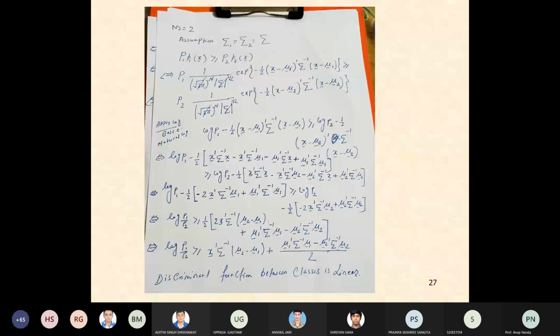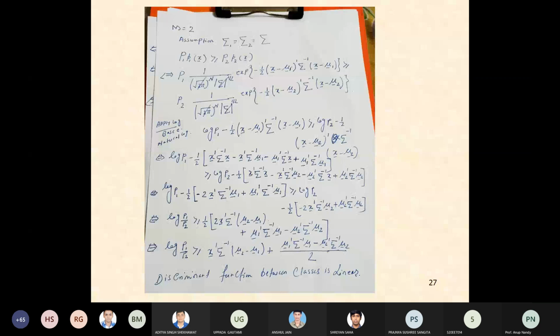Linear discriminant functions you could derive from the Bayes decision rule, under certain assumptions. What are the assumptions? Your density function is normal and your sigma 1 and sigma 2 are equal to sigma. And if you extend it to the multi-class case also, you will have piecewise linear functions.